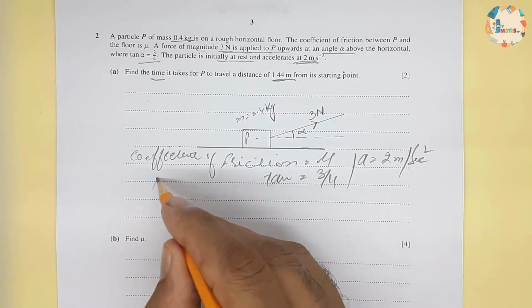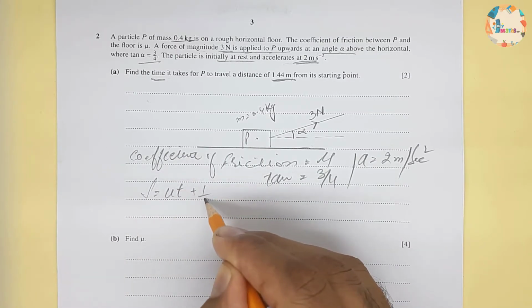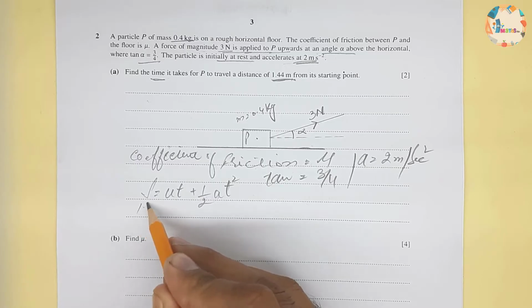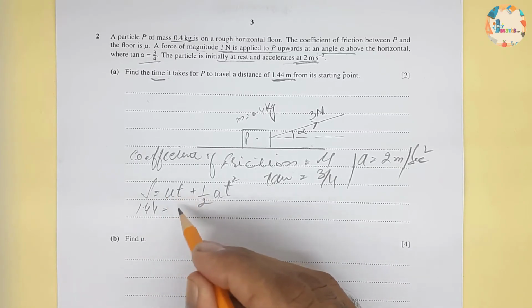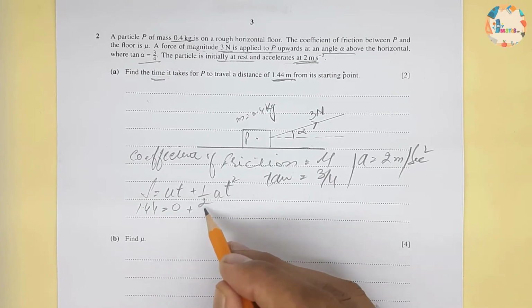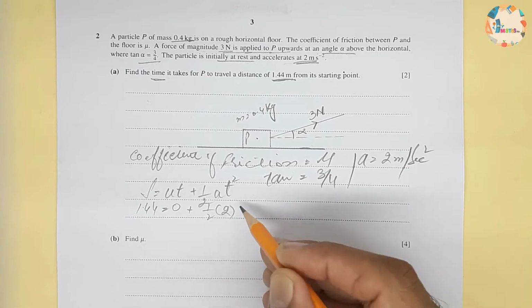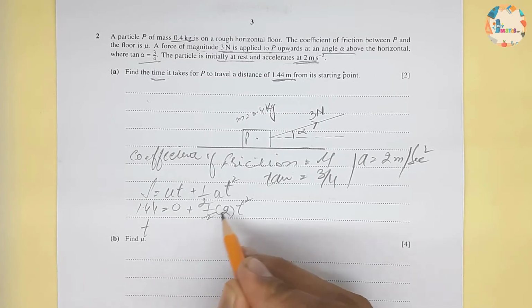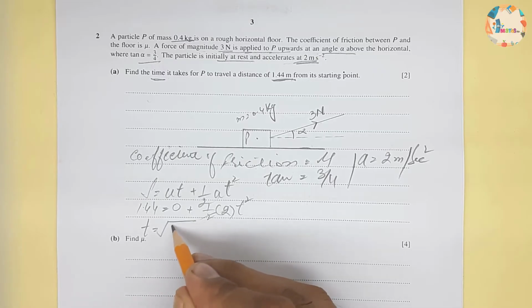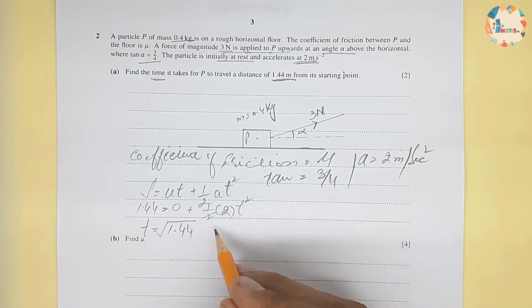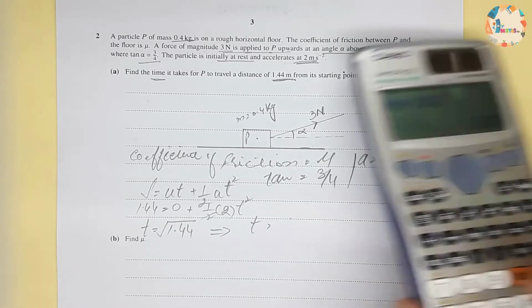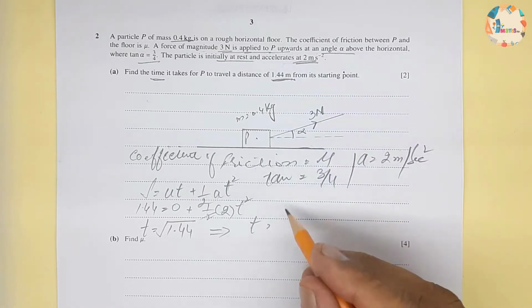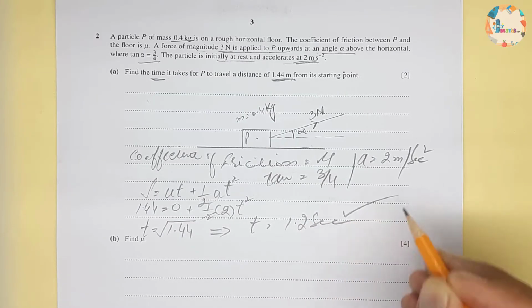So we will apply the equation of motion. S is equal to ut plus half at square. This will be our equation of motion. So S is basically 1.44, is equal to 0 because initially it is at rest, plus half into a, which is 2, and t square. This implies t square is equal to 1.44, so t is equal to root of 1.44, which is 1.2. So 1.2 seconds will be the answer.